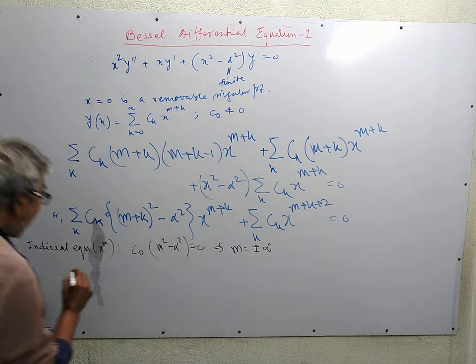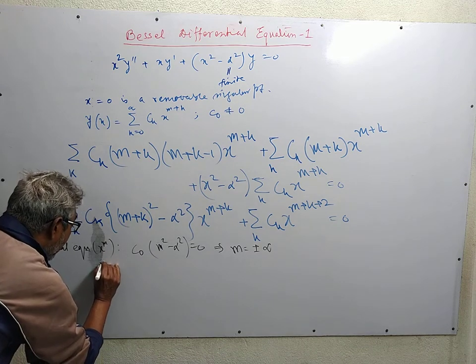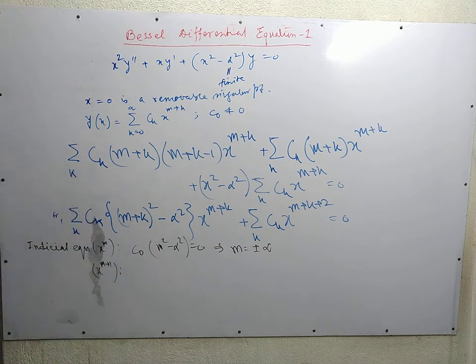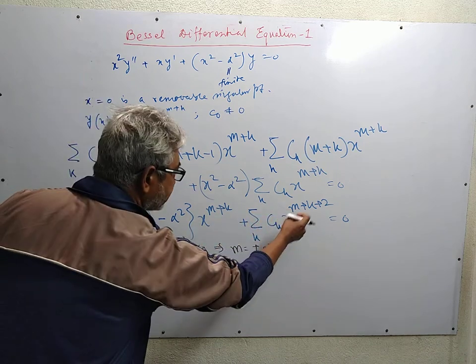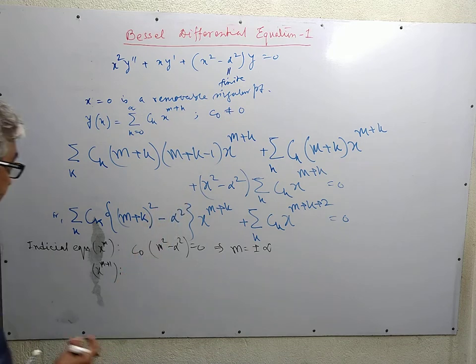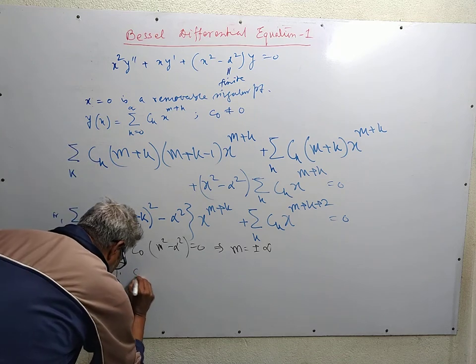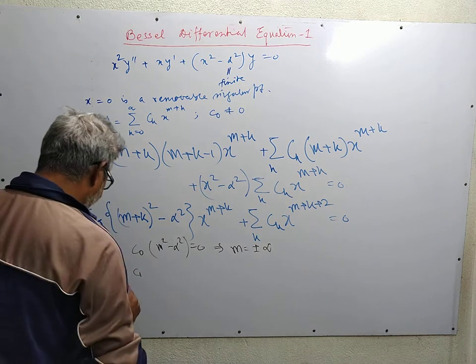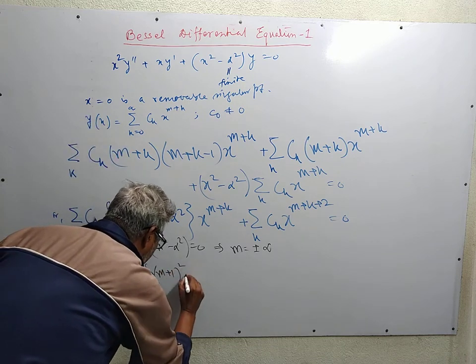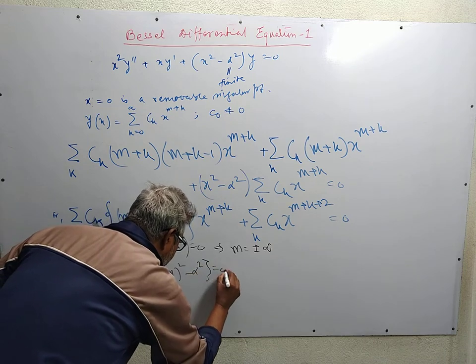Then there is another indicial equation which we get by comparing the coefficient of x to the power m plus 1. Again, only this term contributes, because the other term starts with x to the power m plus 2 and other higher powers, and k is essentially a non-negative integer. So we get c1 times ((m plus 1) squared minus alpha squared) is equal to 0.